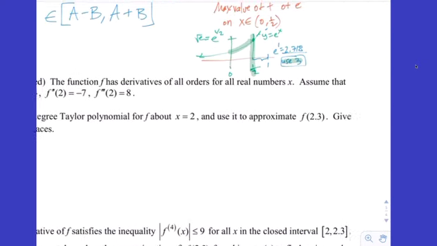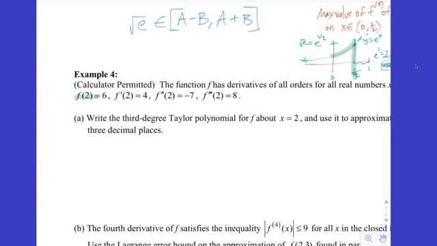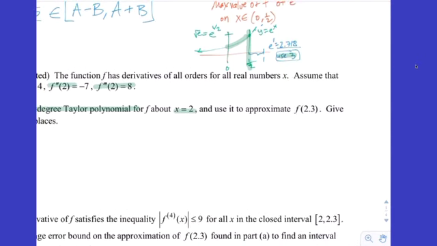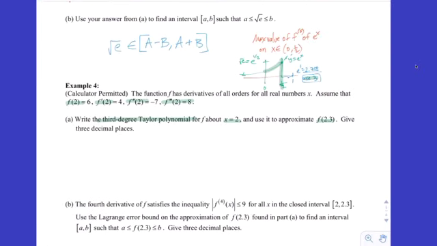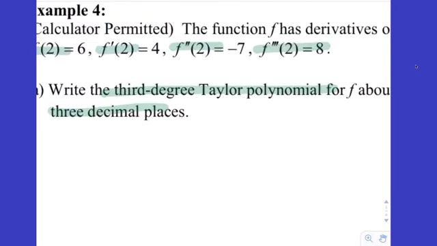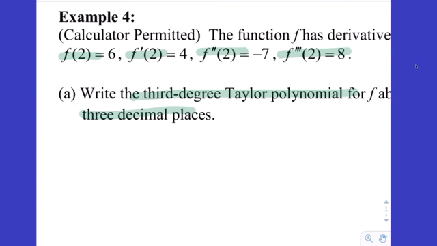The function f has derivatives of all orders. Assume that this, and this are those numbers. So they're giving you the function, the derivative, the second derivative, and the third derivative at 2. Write a third-degree Taylor polynomial for some function f, we don't know what it is, at 2. And then use it to approximate f of 2.3, give 3 decimal places. All right, no problem. So we're going to generate this one from scratch.